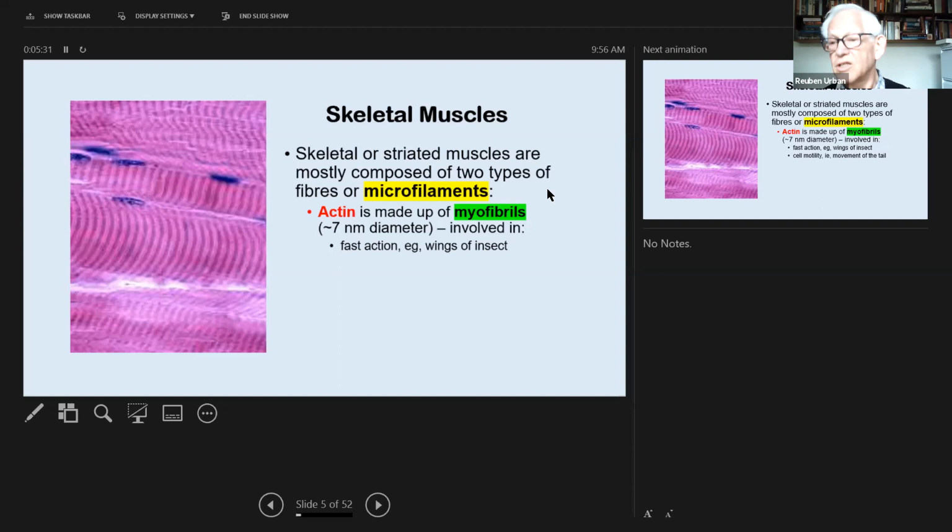Okay, so there's a large number of them. And they work fast, therefore fast action. So wings of insects, they move very, very fast, and it's the actin that does that.